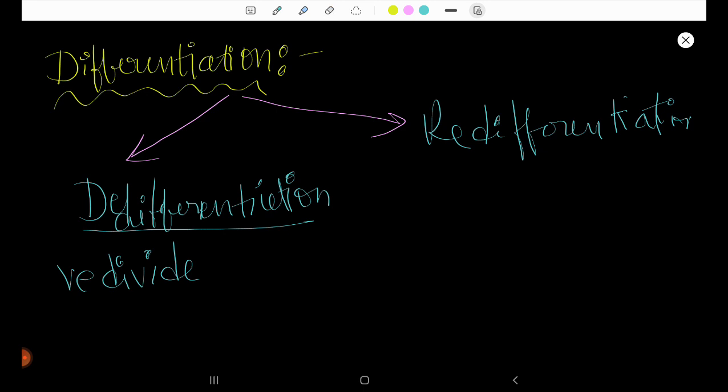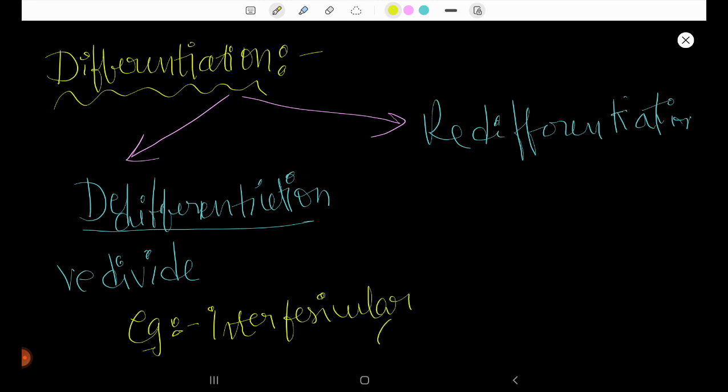The example is very important. They can frame a question on this example and ask you. Let me write it. One example is interfascicular cambium. Please remember it: interfascicular cambium, not intra, and also cork cambium. You can also take cork cambium.